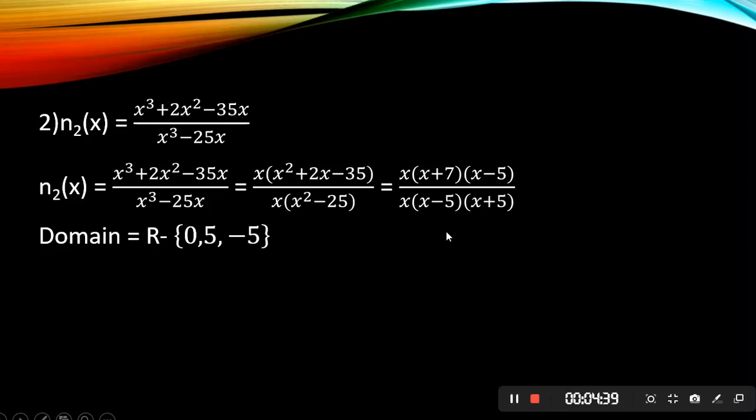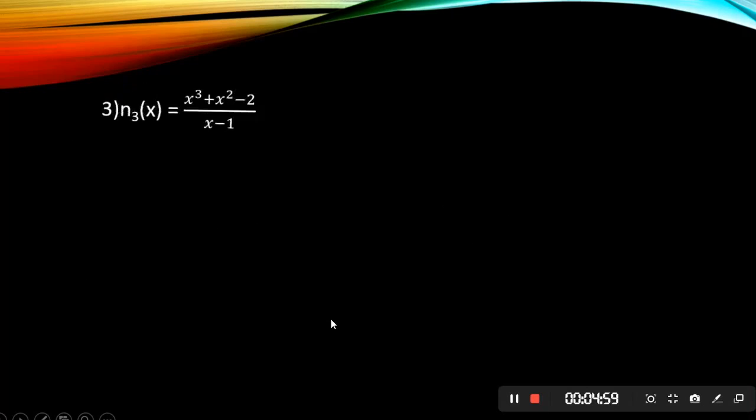Last step, I have to cancel the common factors, the repeated factors from up and down. I have x minus 5 and x minus 5, x and x. So the final result will be x plus 7 over x plus 5.